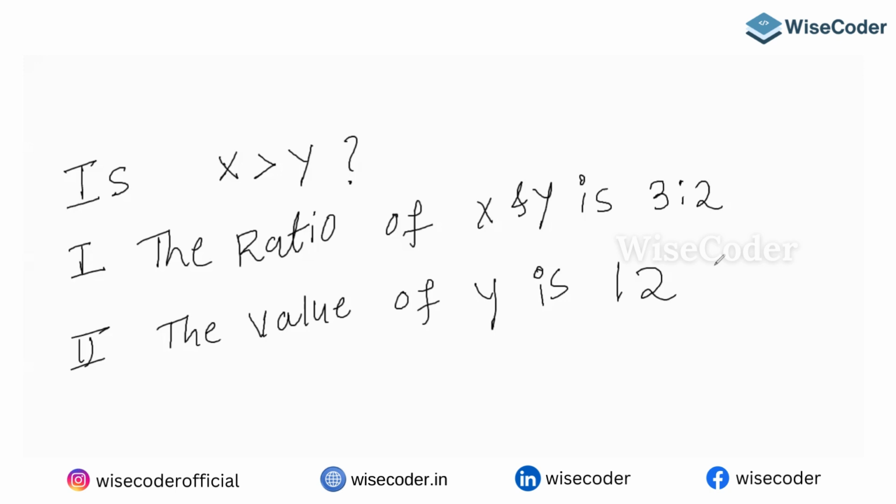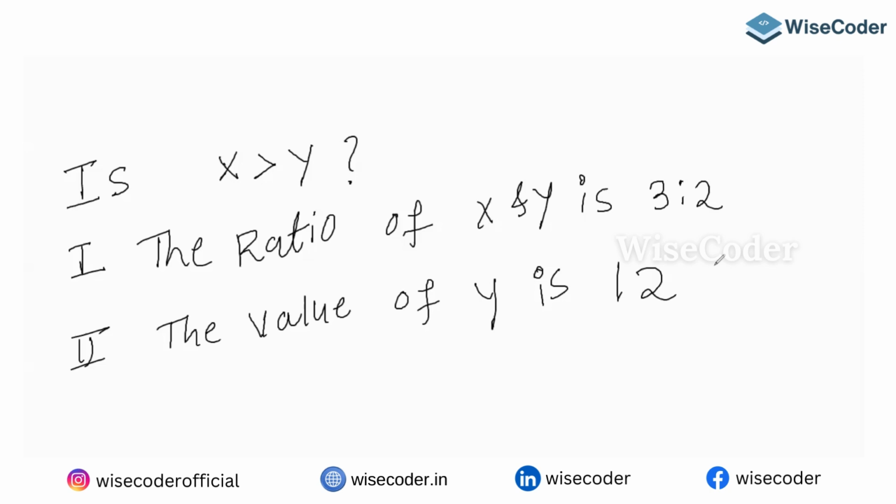Let's go to statement 2. From statement 2, we have Y is equal to 12. Guys, look at only statement 2. When you know Y is equal to 12, who told you the X value? How do I know the X value? So statement 2 alone is not sufficient.